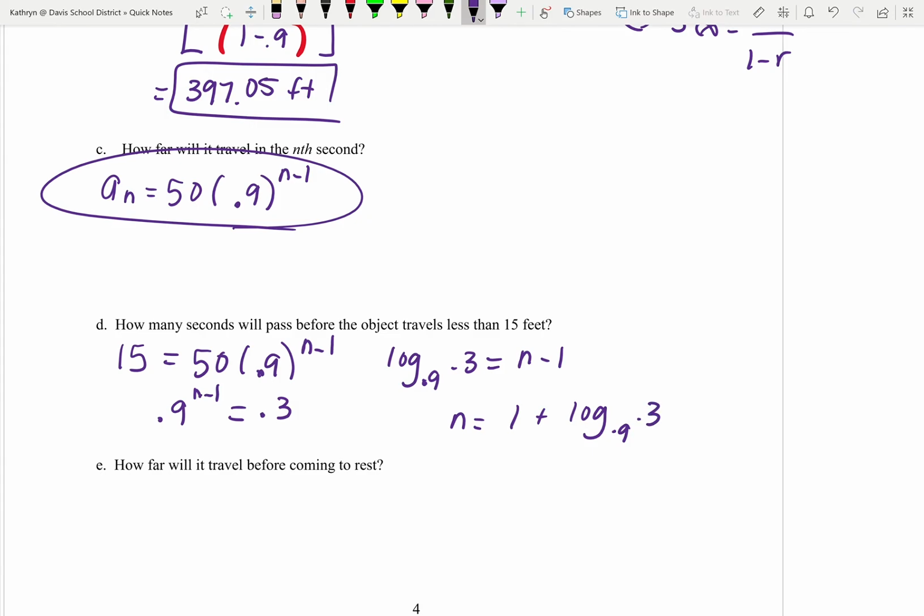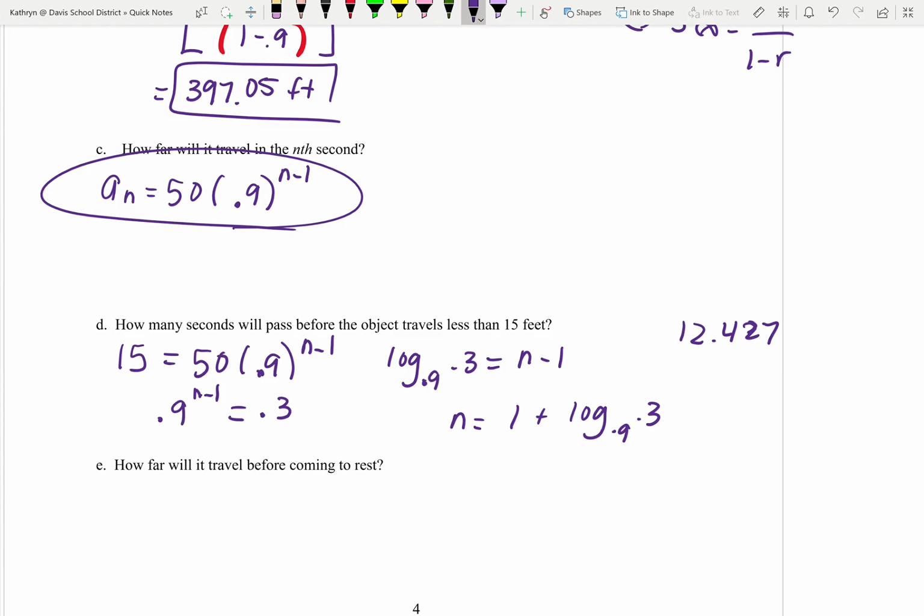Bless you. Now let's make sure you remember how to put that in. Everybody go 1 plus log 0.3, close it off, divided by log 0.9, close it off, hit enter, and you get 12.427, we'll say. So the question is, is it 12 or is it 13?